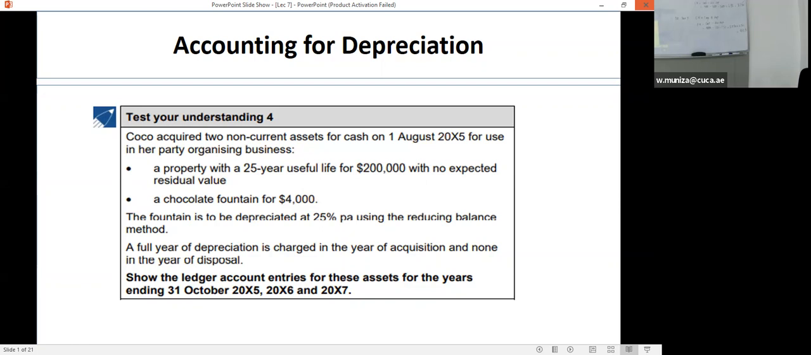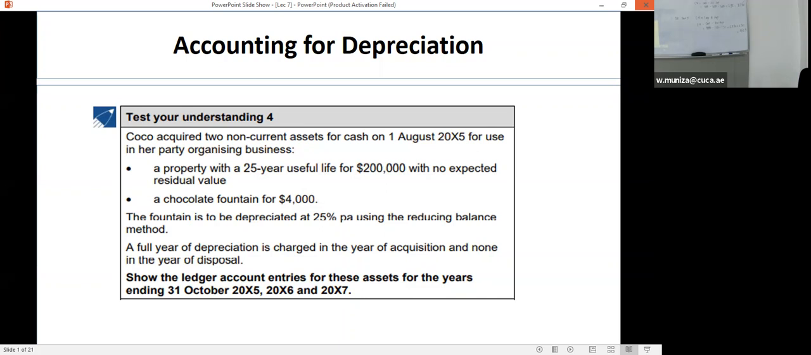Same is the case with this asset. At 31st October 2005, in that year's statement of profit or loss 1,000, the next year 750, the year after that 560. So Neha, every year the depreciation expense which will be recorded in the statement of profit or loss will be the individual depreciation. Okay, 8,000, 8,000, 8,000 individual every year. For this asset, the same case is going to be applied.